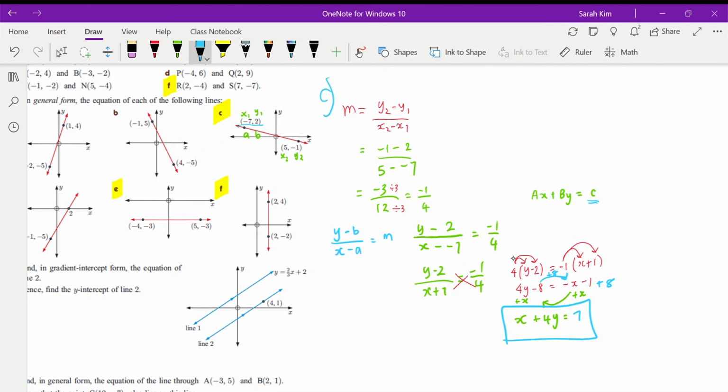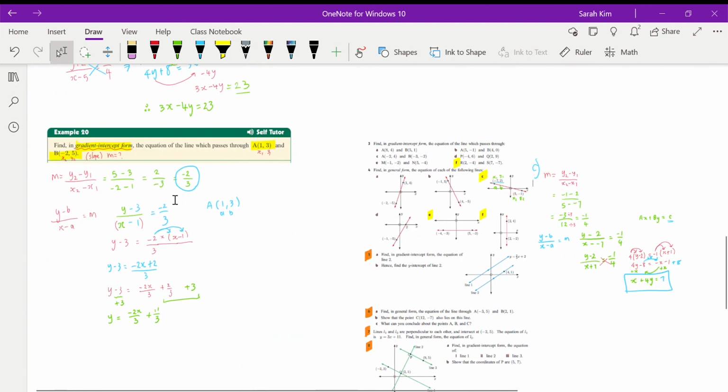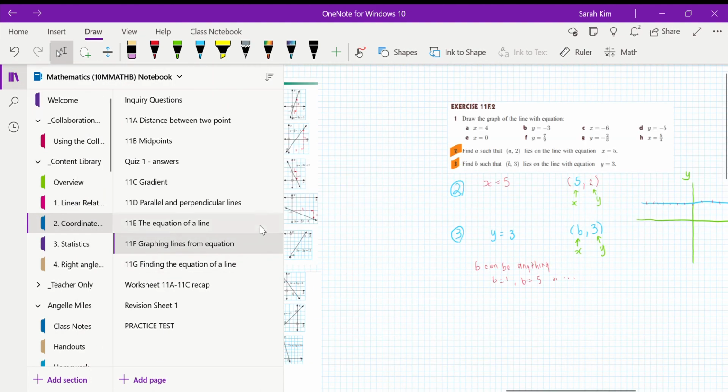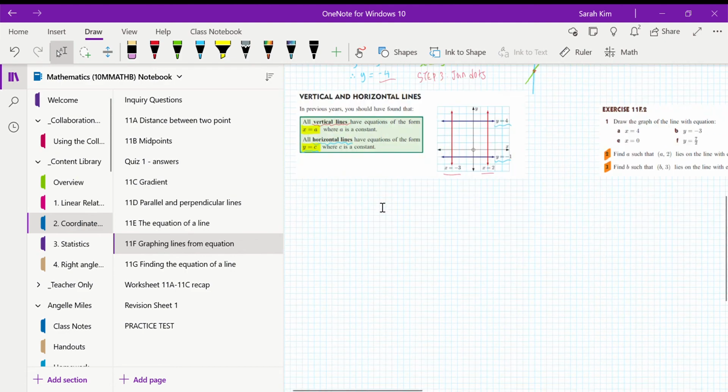I want you to try E and F by yourself. Now E and F is actually going to be a little bit harder, so I'll make a video later on, but the reason being is, have a look at the gradients. What do you notice about the gradients? It's going to be a little bit trickier. But we know a fact about horizontal lines, we know a fact about vertical lines. We learned it in the previous section. If you can't remember it, go back to it. Look at the green box especially. Alright, you should be okay.